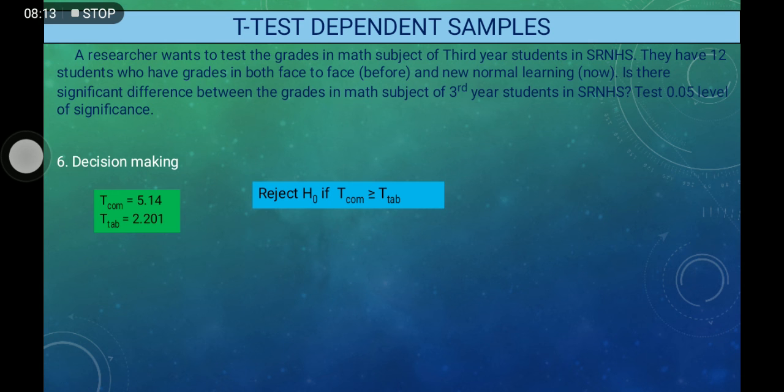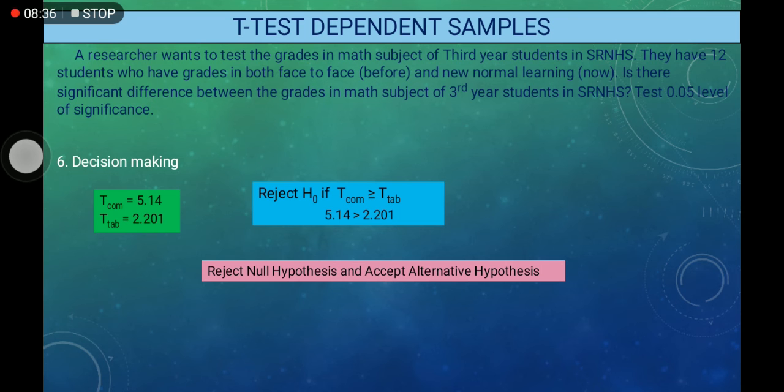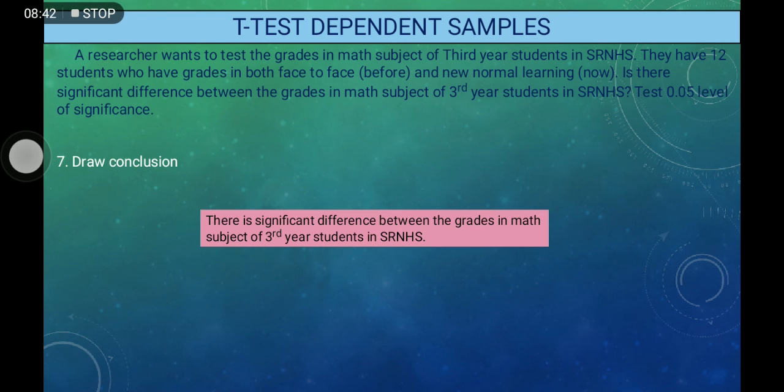So, reject null hypothesis if TCOM is greater than or equal T-tab. So, makikita natin na si TCOM is 5.41 and si T-tab is 2.201. So, si 5.41 is greater than 2.201. So, our decision is reject null hypothesis and accept alternative hypothesis. Therefore, our conclusion is there is significant difference between the grades in math subject of third-year students in SRNHS. We are done to our example number 2.